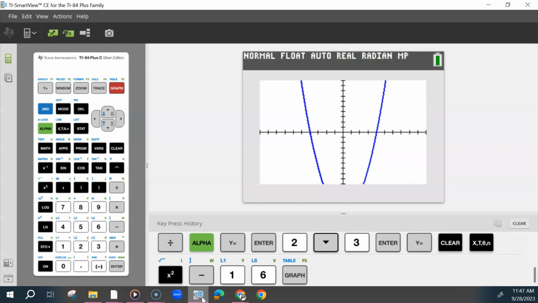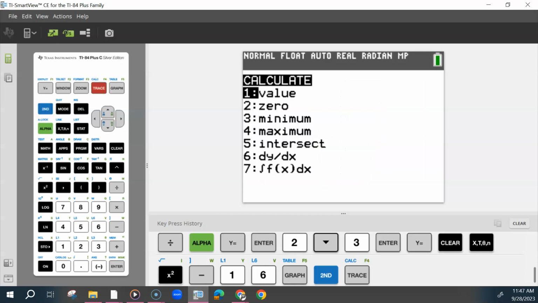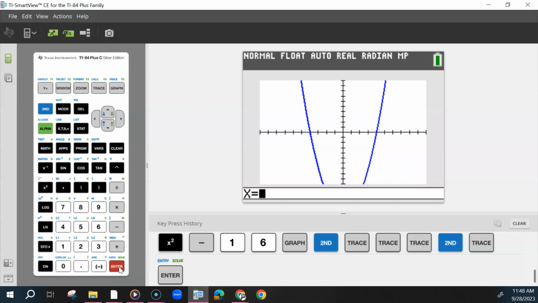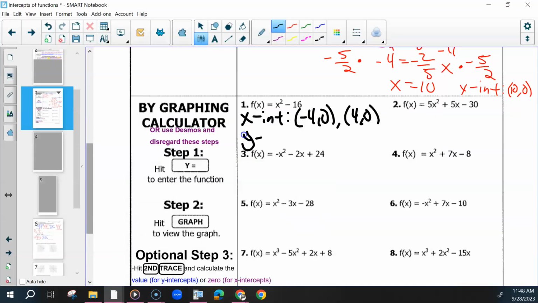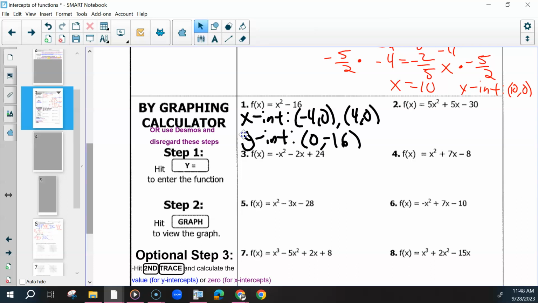If I was looking for the y-intercept, I can go into, I want to say it's second trace. Go ahead, second and then trace, and we're going to go into value. So second trace into value. If we're looking for a y value, a y-intercept, what would your x value be? Zero. So if I put in zero, hit enter, it's going to tell me what my y value is. So without doing anything, without moving the graph, without solving, I now have my y value. And I can write that down. So that works for all y-intercepts.